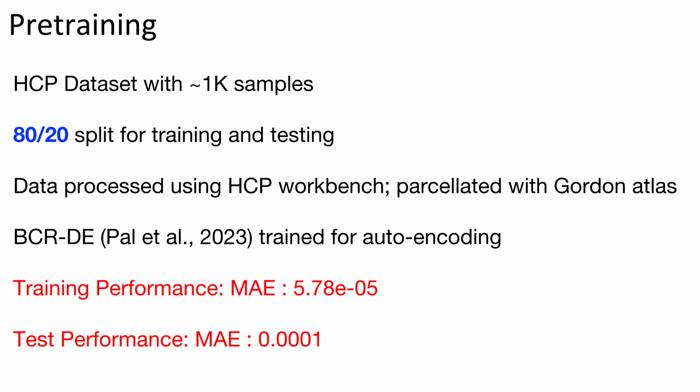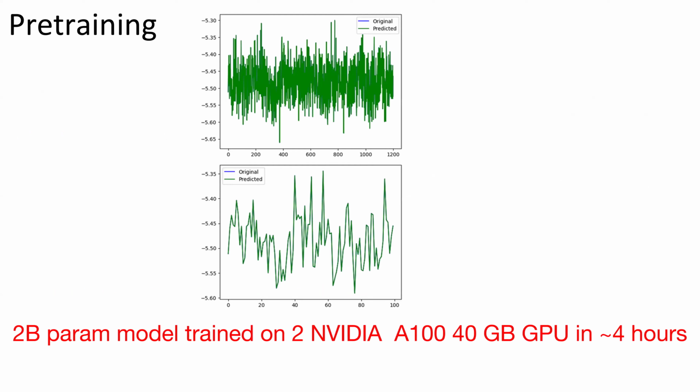So just to give you a little bit of an overview, when we pre-train on the HCP data set with about 1,000 samples using an 80-20 split, you get a training error of about e to the minus 5. And on the test held out set, you get about 0.0001 reconstruction accuracy, which suggests that the model is doing sensible things. Here is just a reconstruction at a specific level of frequency. So you can see the shapes are getting matched. You can keep adding more frequencies and progressively the reconstruction gets better.